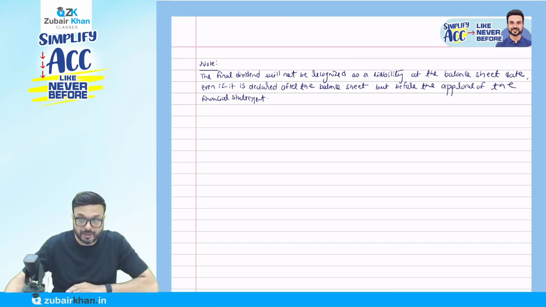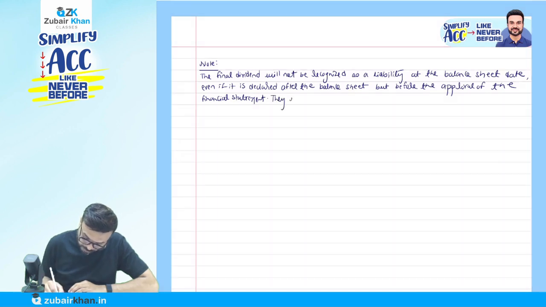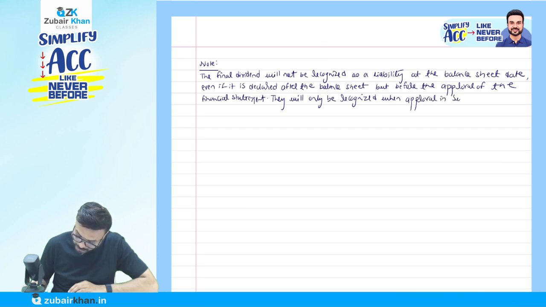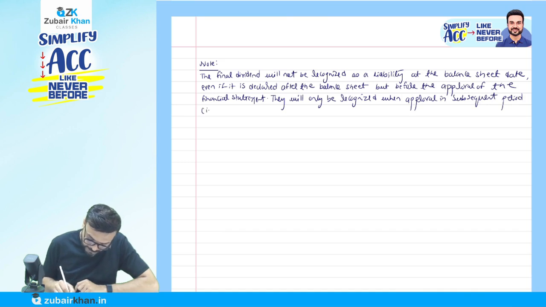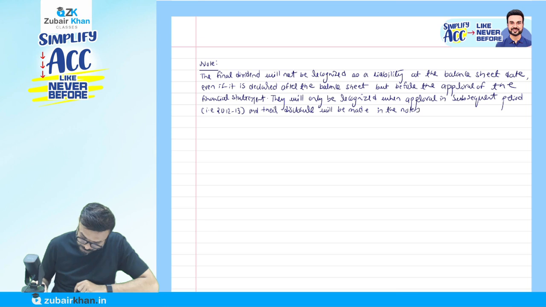Write down that they will only be recognized when approved in a subsequent period, that is, you can write, in the subsequent period, that is next financial year 2012-13, and their disclosure will be made in the notes for the current year.